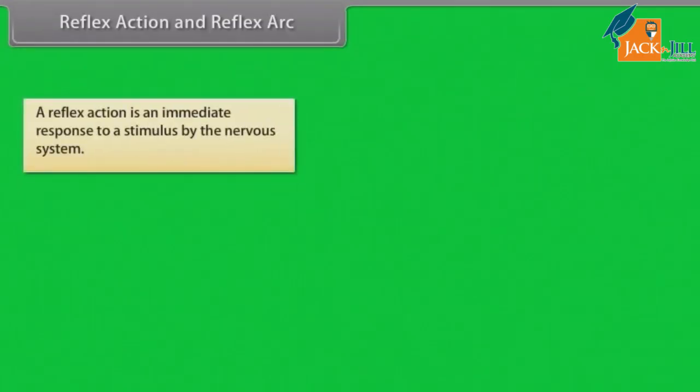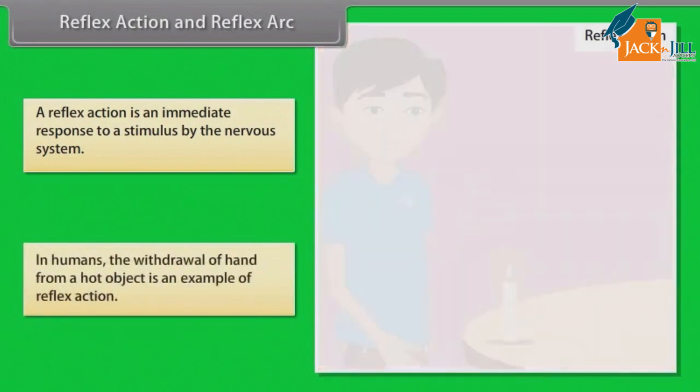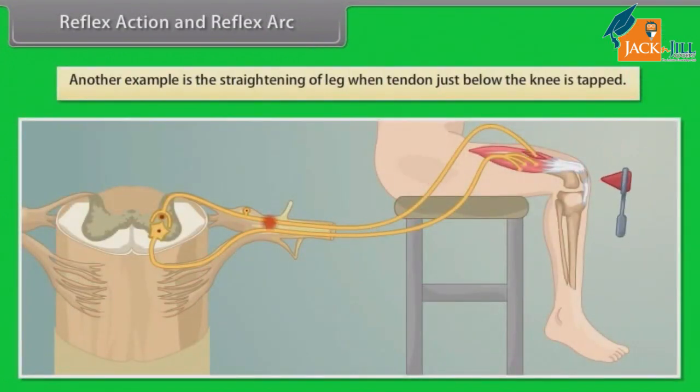Reflex action and reflex arc. A reflex action is an immediate response to a stimulus by the nervous system. In humans, the withdrawal of the hand from a hot object is an example of reflex action. Another example is the straightening of the leg when the tendon just below the knee is struck.